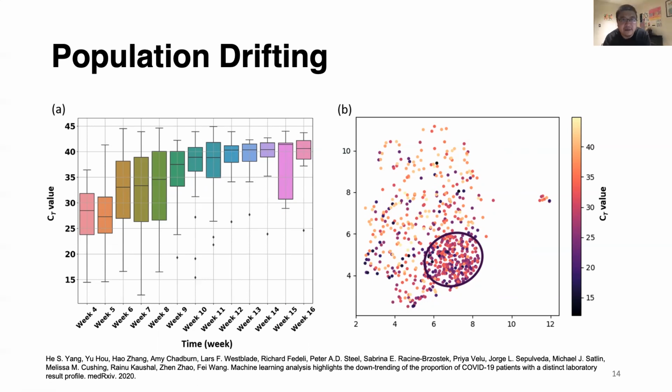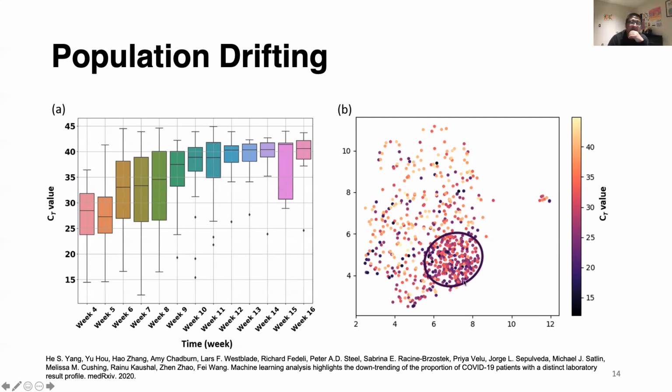And we find actually, as I said, the lower CT value indicates a higher viral load, which some studies suggested may cause a more severe clinical outcome later on. So we color them according to the CT value, and the dark color means the higher viral load, which may indicate a more severe clinical outcome.